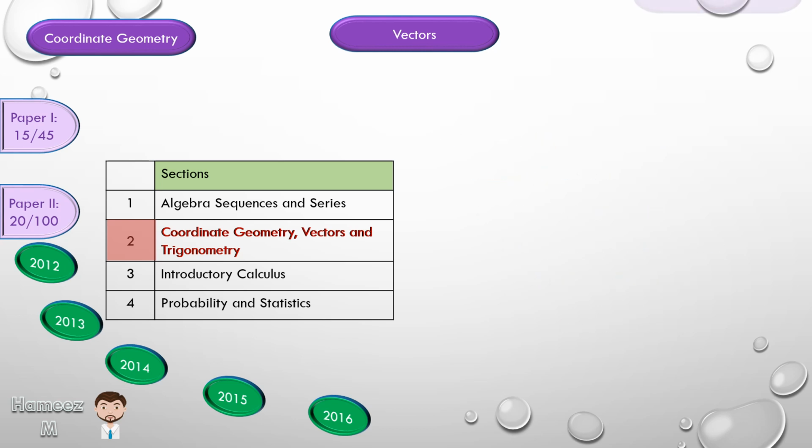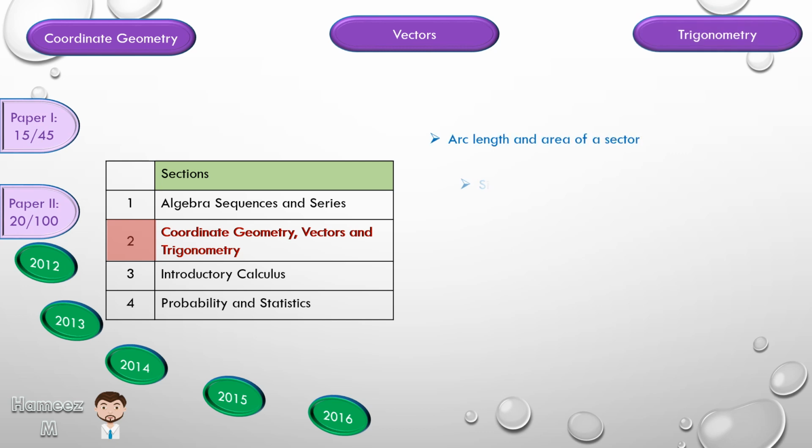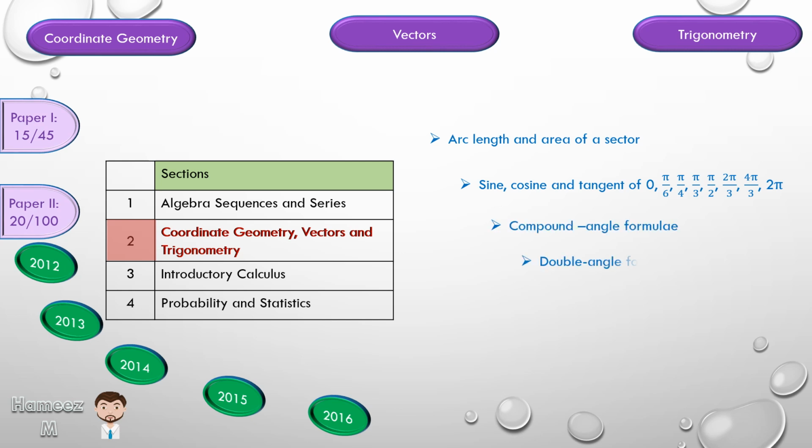The final subsection is trigonometry, where we'll be looking at arc length and area of a sector, sine, cosine, and tangent, the trigonometric ratios of the angles 0, pi on 6, pi on 4, pi on 3, pi on 2, 2 pi on 3, 4 pi on 3, and 2 pi, where of course pi is in radians, compound angle formulae, double angle formulae, trigonometric equations including graphs.